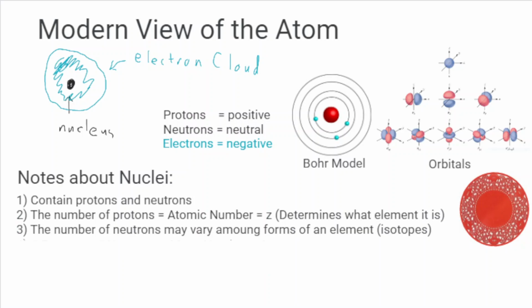The number of neutrons may vary among the different forms of a particular element, and this is what gives what we call isotopes. So, exact same number of protons, but if they have different amounts of neutrons, they are called different isotopes. And lastly, the number of protons plus the number of neutrons is equal to the mass number, oftentimes depicted as a capital A. Now, it may also be written as mass or other things of that nature.